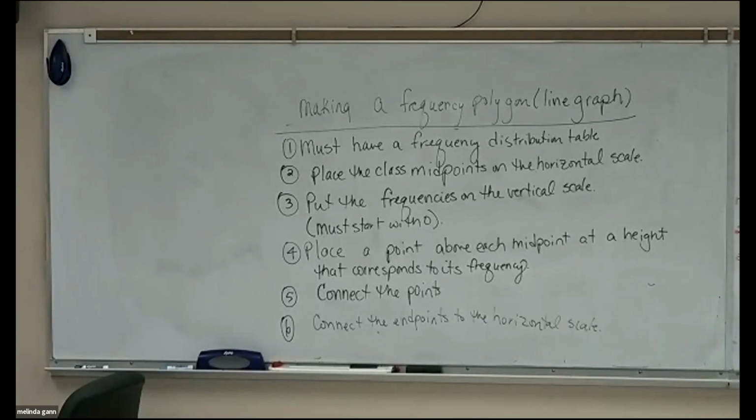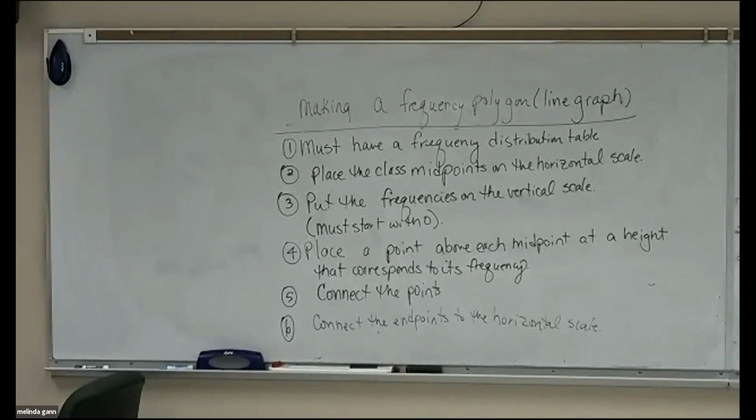So when I say histogram, what pops in your head? Bar graph. When I say frequency polygon, what pops in your head? Line graph. The difference is what's on this horizontal scale. What goes on the histogram? The boundaries. What goes on the frequency polygon? The midpoint. So just get it straight in your head, which one goes where.